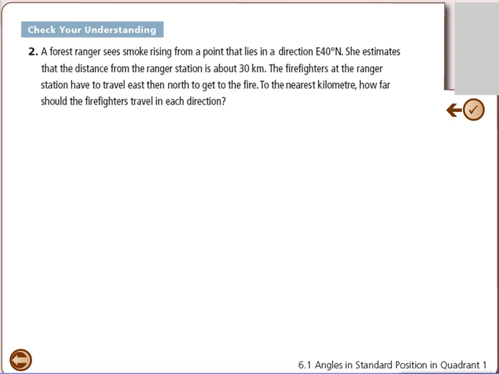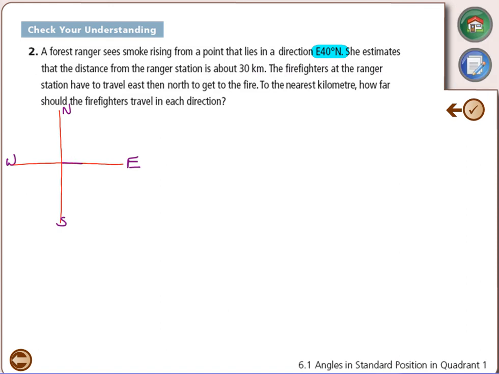Thank you, lady. That was well explained. Let's look at ours now. A forest ranger sees smoke rising from a point that lies east 40 degrees north. So let's draw that. Let's see what it looks like. So always start all of these with your drawing. We first of all go east. So this is north, south, east, west. We're going to go east and then 40 degrees north. So we're going to be right there.